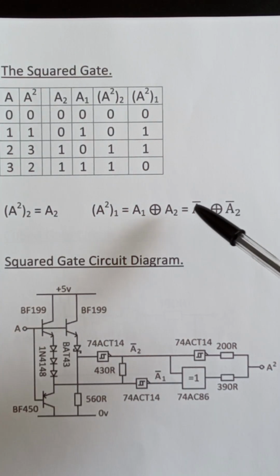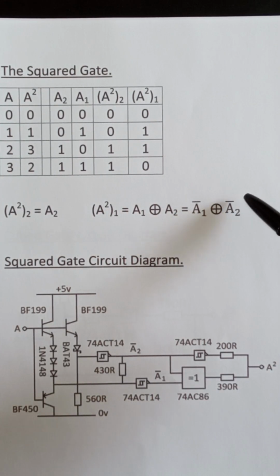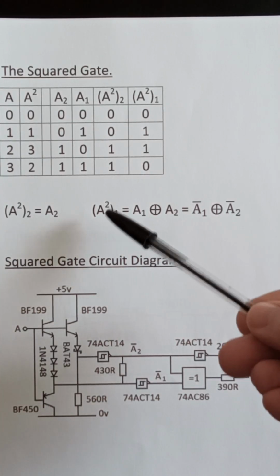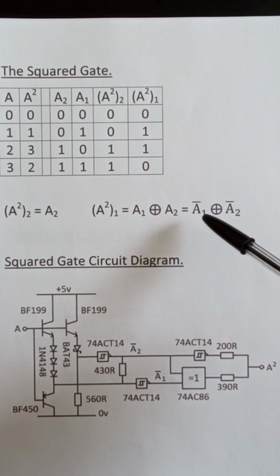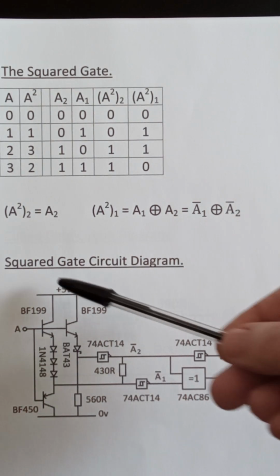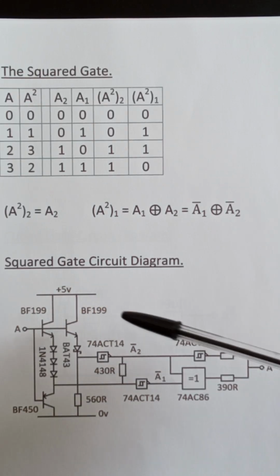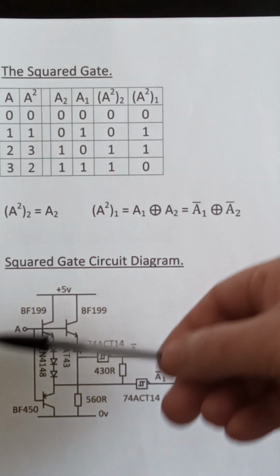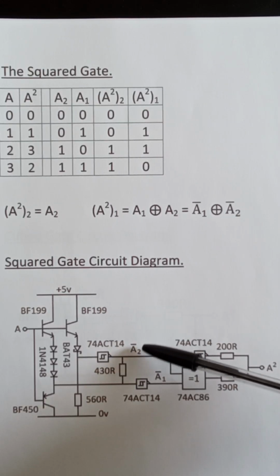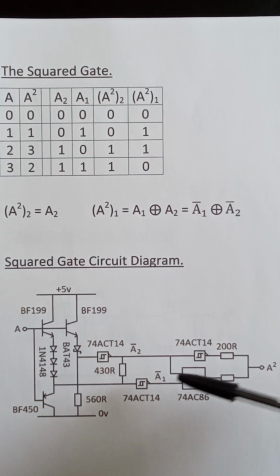And for the same reasons you can complement both the inputs to the exclusive OR gate, and it performs the same function. So A squared 1 equals not A1 exclusive OR not A2. So this is the A squared gate circuit diagram. Here again, quaternary to binary conversion. This is output not A2 and this is output not A1.